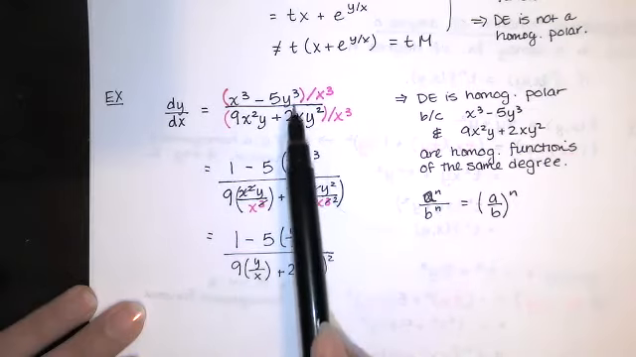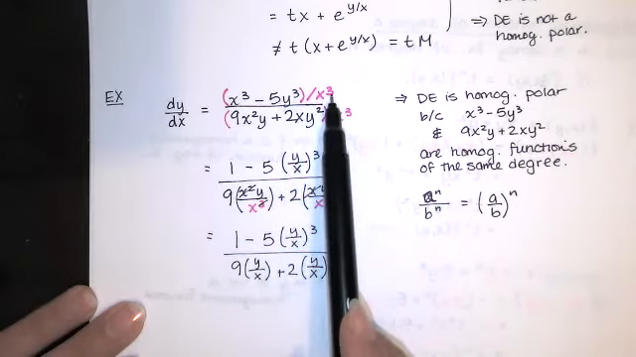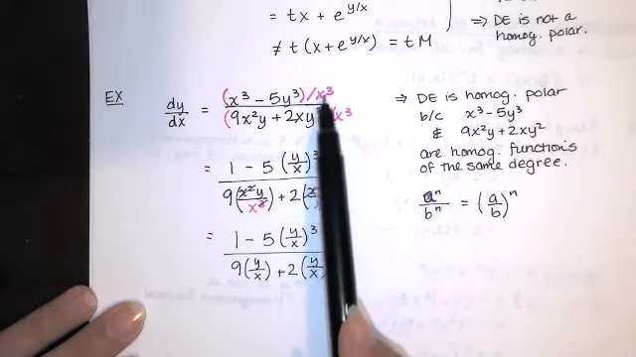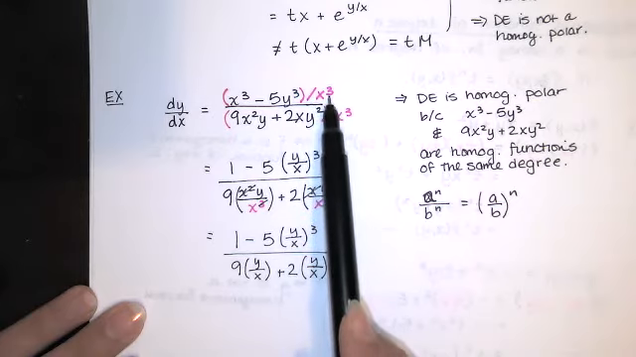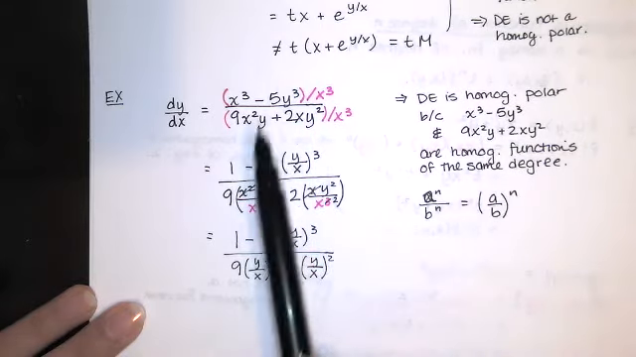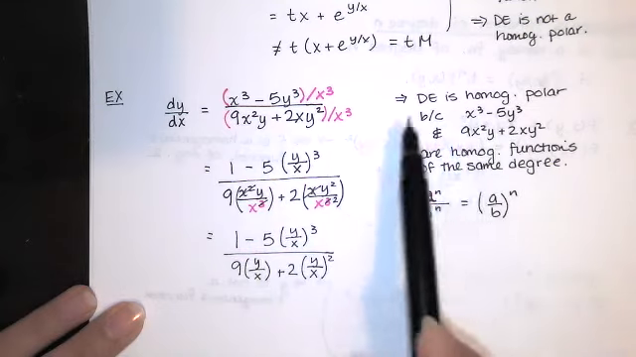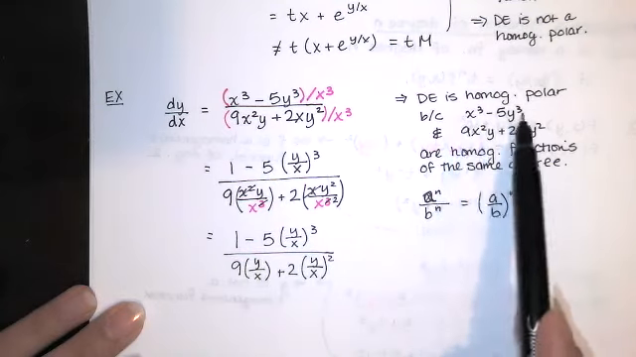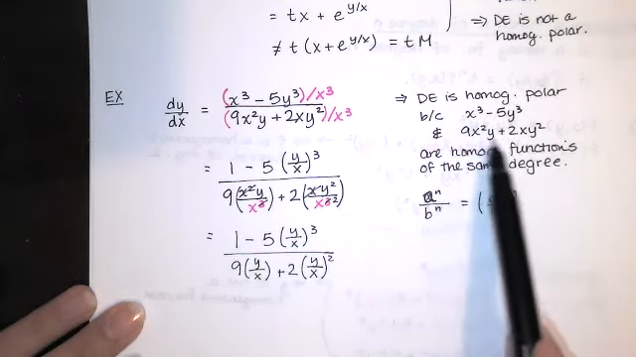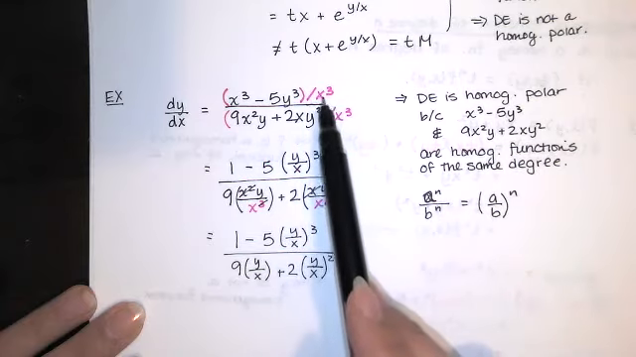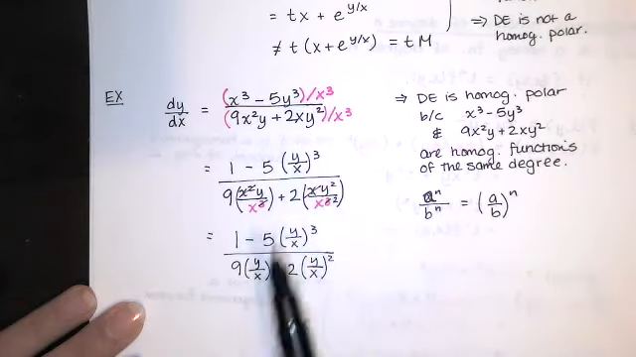Now, the degree that you're dividing by, we're dividing by x to some power, it turns out to always be the same as the degree of the homogeneous functions themselves. So this is a degree 3 homogeneous function, and so is this. So it turns out we're going to divide by x to the 3rd.